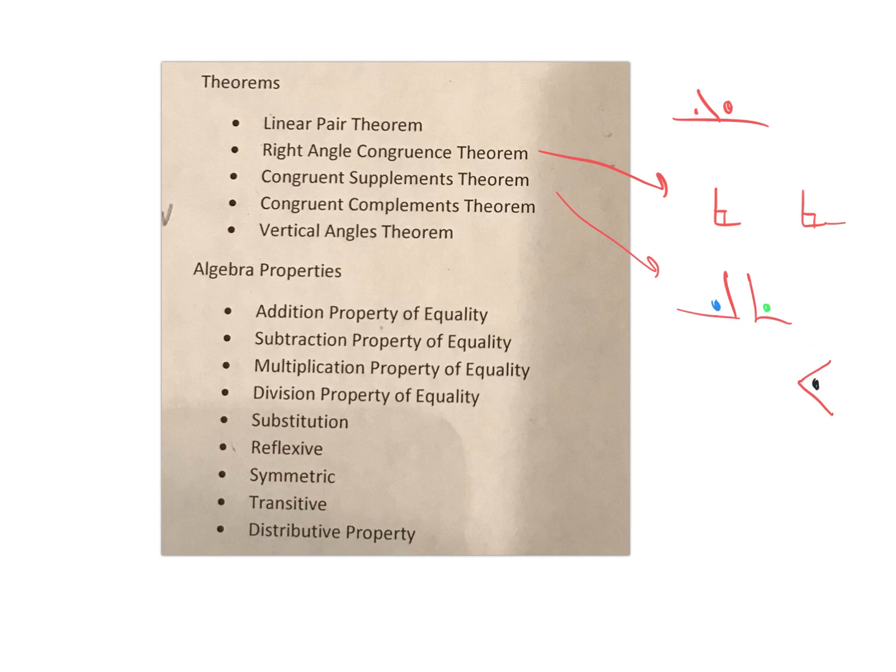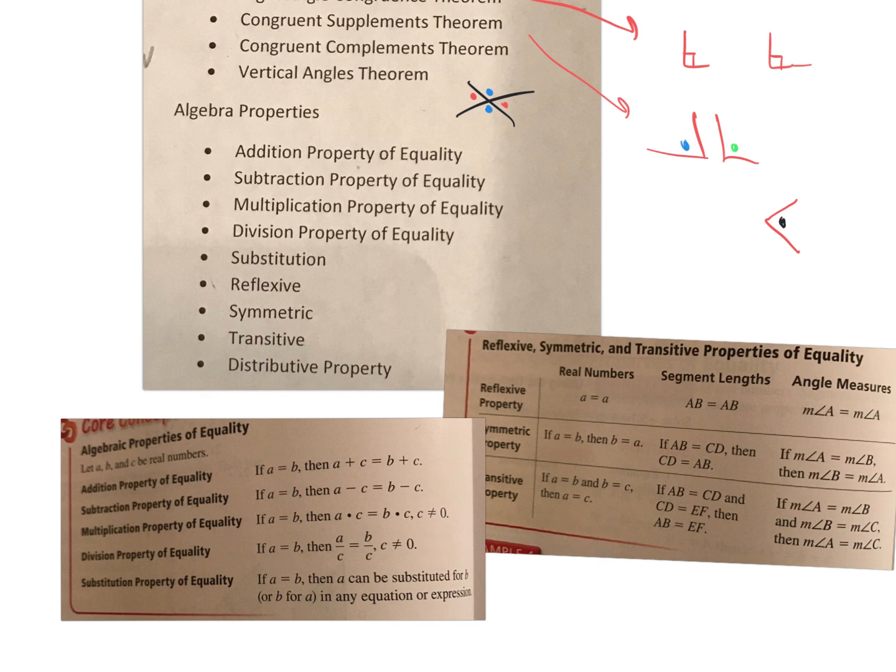Vertical angles says that if you draw two lines that intersect like that, then the two blue guys have to be congruent with each other and the two red guys have to be congruent with each other. Okay, the rest of it is down here.